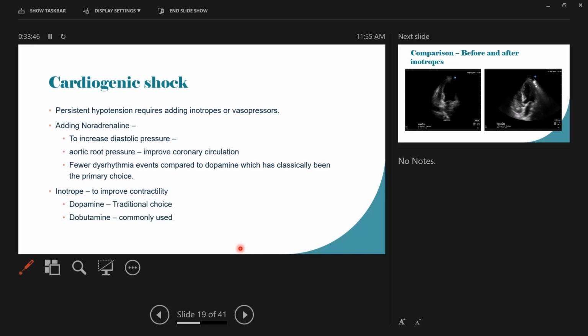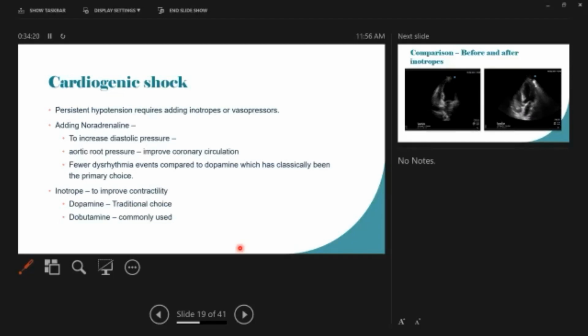But adding noradrenaline, this is what I want to highlight. So that is also indicated in these patients. Noradrenaline is a vasopressor, where it vasoconstricts. What it does here is increase the diastolic pressure, and when your diastolic pressure increases, your myocardial blood supply will be restored, because the blood supply to the heart happens during the diastole. So you have to increase your diastolic blood pressure. So in cardiogenic shock also, there's a place for vasopressors as well as inotropes.